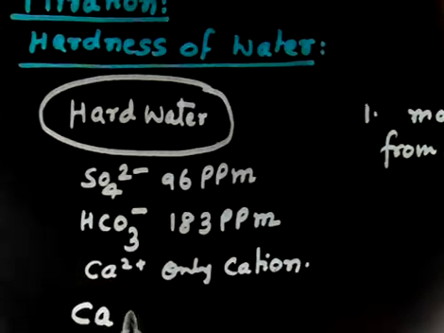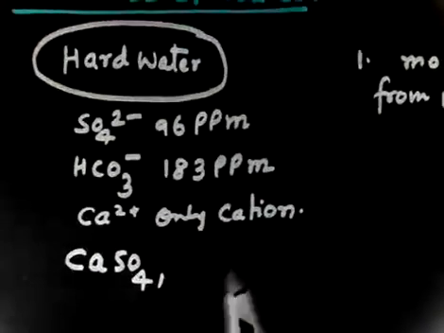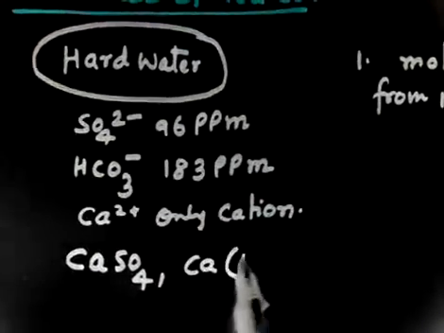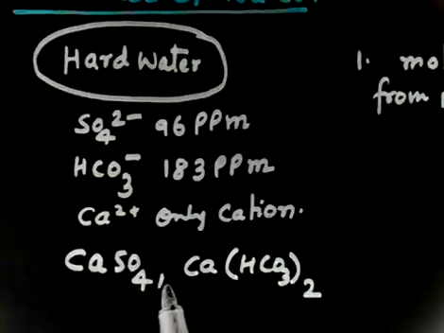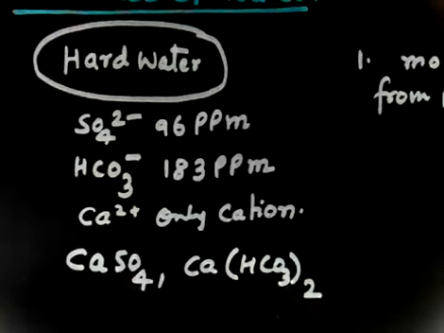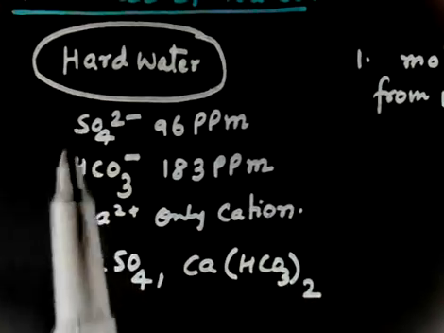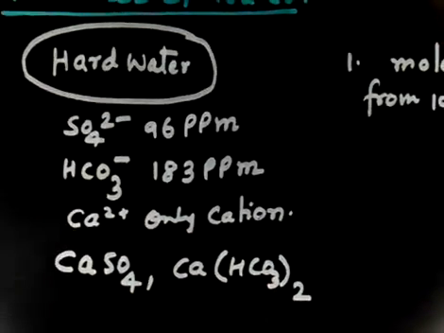So the solution contains CaSO4 and Ca(HCO3) whole twice. This is the only thing. So the cation is Ca2+, the anions are SO4 2- and HCO3 minus. These are the anions and this is the cation that is present.